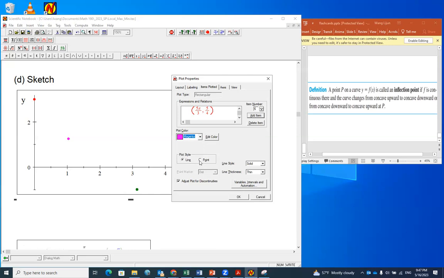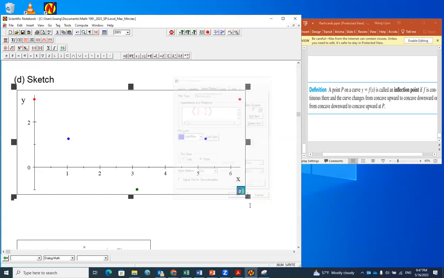Maybe I should use blue. Why? I'm going to use blue because purple and red may look similar to you. Okay, so I'm going to use blue. All right, so the two local maximum, which are the endpoints of the interval, one local minimum, and these are the inflection points.